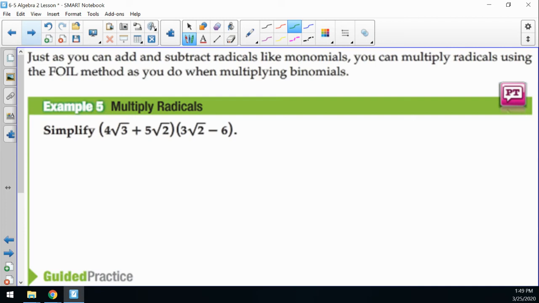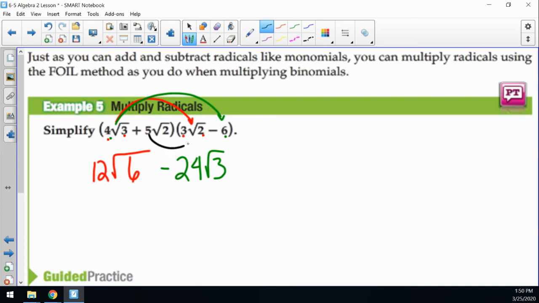Now, the same is true when we multiply numbers with radical expressions, right? And so we actually can apply the FOIL method to this. So 4 square roots of 3 times 3 square roots of 2. Well, 4 times 3 is 12, and square root of 3 times square root of 2 is square root of 6. So we look at that. That's our first term. Then we go to the outside, right? And so 4 times negative 6 is going to be negative 24 square roots of 3. So hopefully you see how I got that.